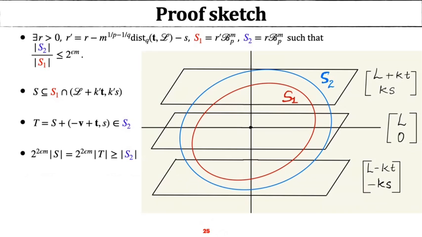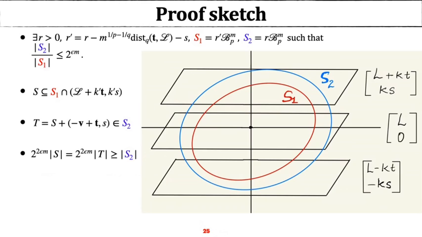So now the sketch of this proof is, first we show that there exist two spheres S1 and S2, and there is a difference between the radius of these two spheres. The first condition we want is that the number of vectors in S1 is not much smaller than S2. So we know that the number of vectors in S2 is at most 2 to the epsilon m times the number of vectors in S1.